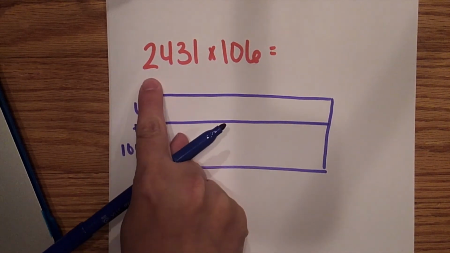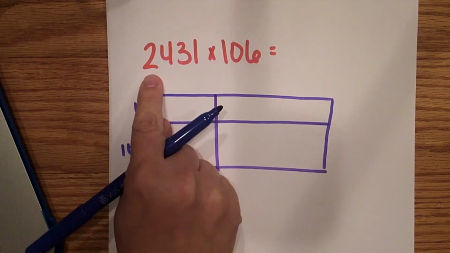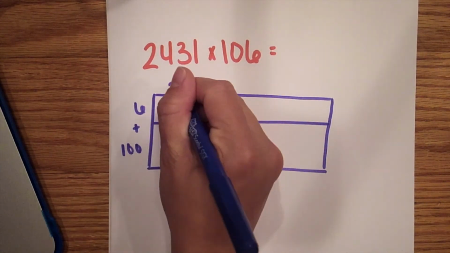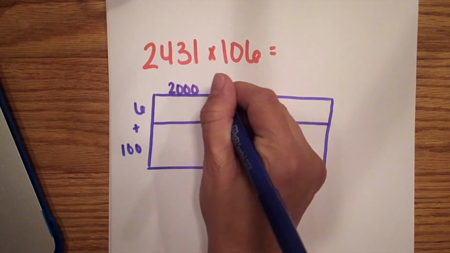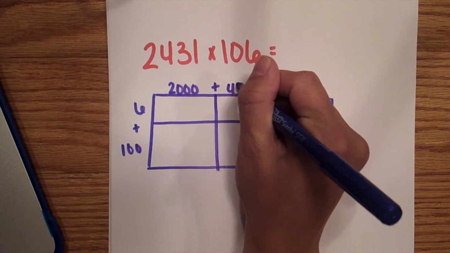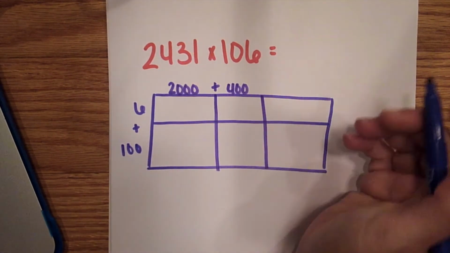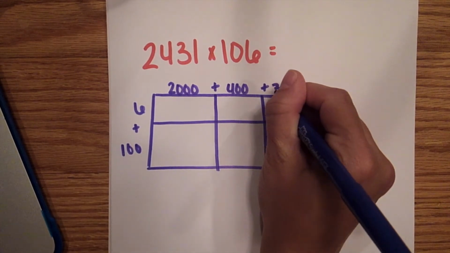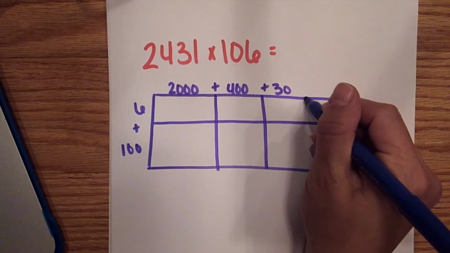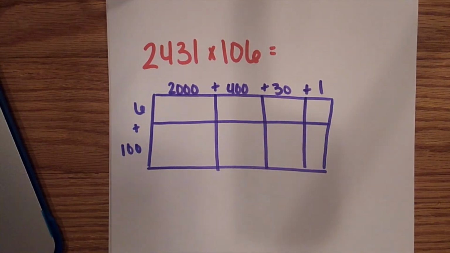Then we're going to break apart 2,431. First, 2 in the thousands place has a value of 2,000, plus 4 in the hundreds place has a value of 400. 3 in the tens place has a value of 30, and 1 in the ones place has a value of 1. Now we're going to multiply each of those numbers together.